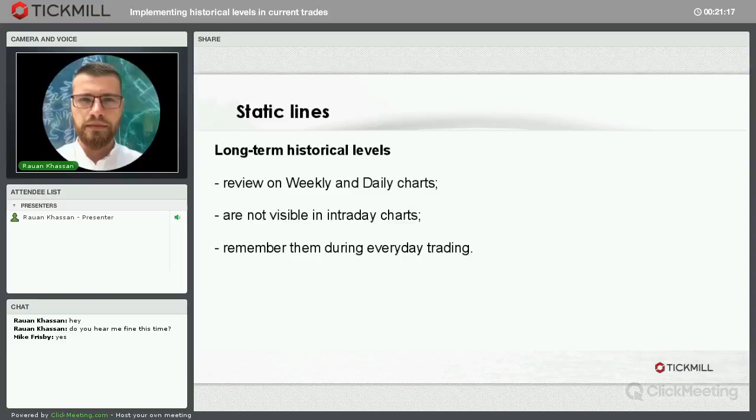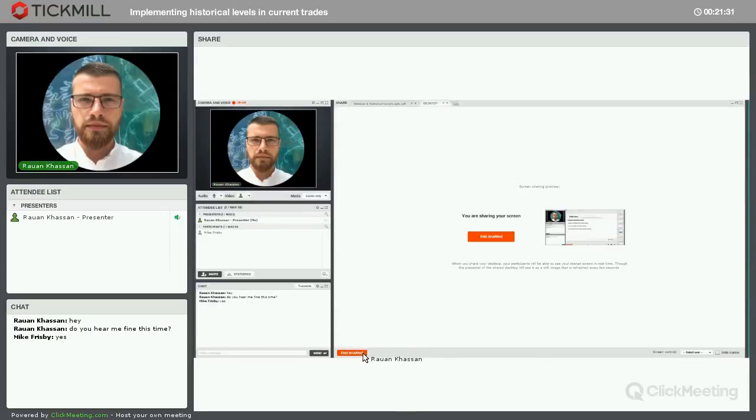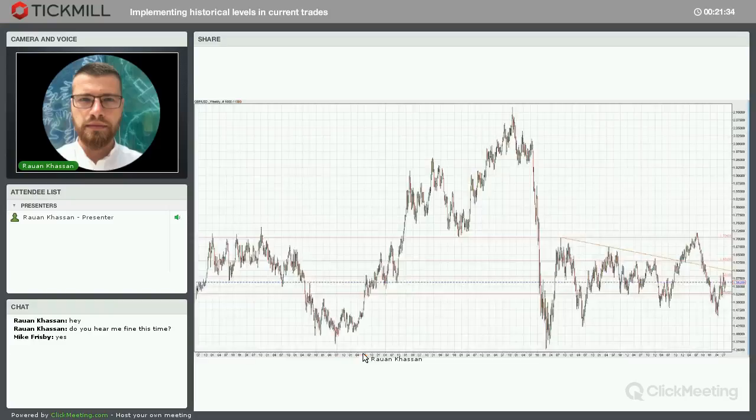In my opinion, an example of static historical levels in long term is provided to us by the British pound to United States dollar instrument. So I turn now to the weekly chart of GBP USD as well. As a rule, I ask you to confirm if you can see the updated charts. You probably recognize British pound to United States dollar with 4 Solomon lines.